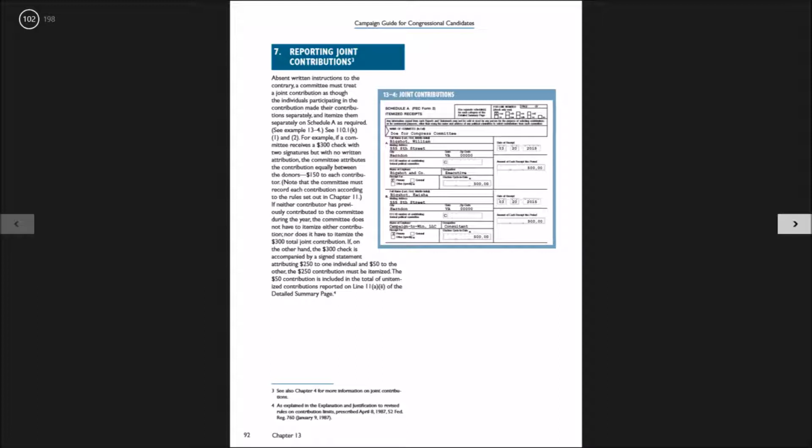If, on the other hand, the $300 check is accompanied by a signed statement attributing $250 to one individual and $50 to the other, the $250 contribution must be itemized. The $50 contribution is included in the total of unitemized contributions reported on line 11A of the detailed summary page. See also Chapter 4 for more information on joint contributions, as explained in the explanation and justification to revised rules on the contribution limits prescribed April 8th, 1987.